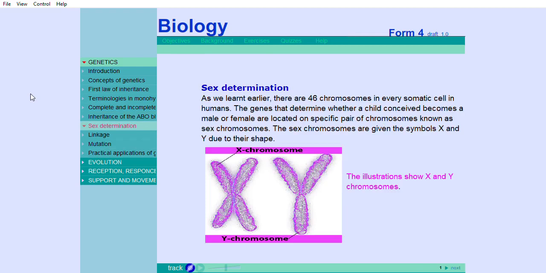Sex determination. As we learned earlier, there are 46 chromosomes in every somatic cell in humans. The genes that determine whether a child conceived becomes a male or female are located on a specific pair of chromosomes known as sex chromosomes. The sex chromosomes are given the symbols X and Y due to their shape. The illustrations show X and Y chromosomes.